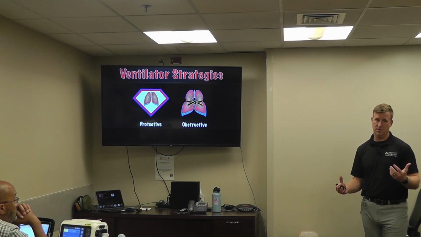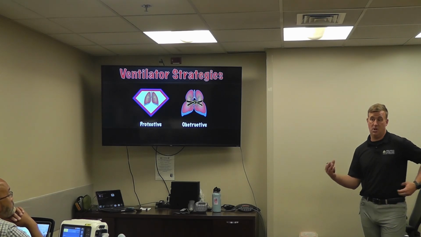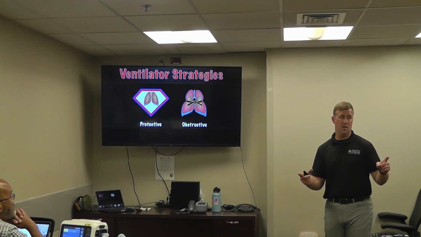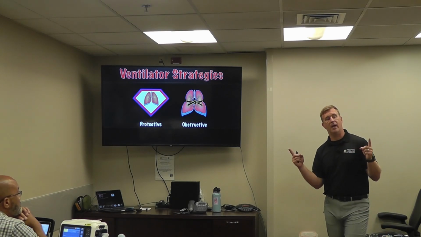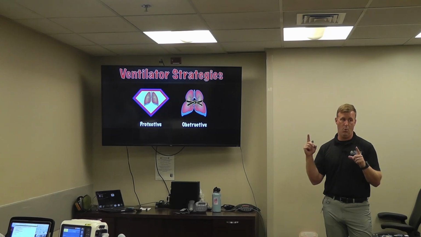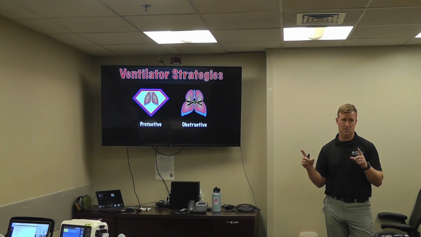Who are our obstructive lung strategy patients? Who are our obstructive lung pathology patients? Asthma and COPD. Those are essentially the bookends of that group. And there's a bunch of stuff in the middle, but essentially on one end, you've got asthma, which is purely what kind of disease? Where's the issue? Where's our major malfunction on an asthma patient? Airway. So it's an airway issue.